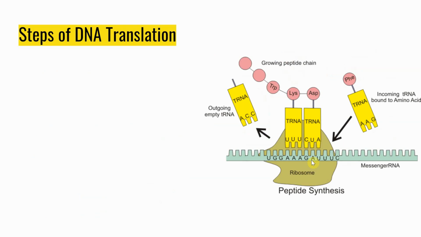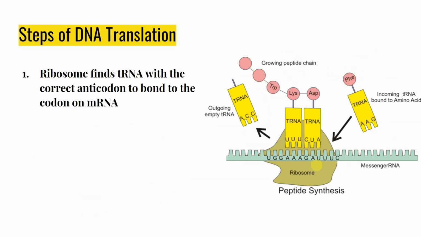All right, so there's going to be 3 main steps of DNA translation, and we explained most of them on that last slide, so hopefully this shouldn't be too bad. Our first step is the ribosome is going to find the tRNA with the correct anticodon to bind to the codon on the mRNA. So again, it's really important here that we keep track of where we find the codon and where we find the anticodon.